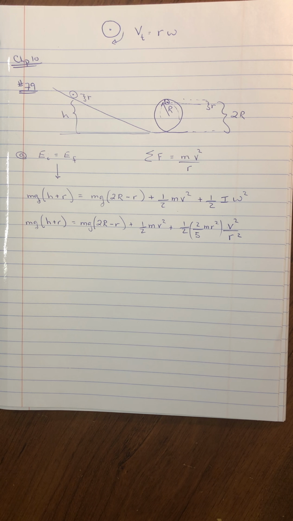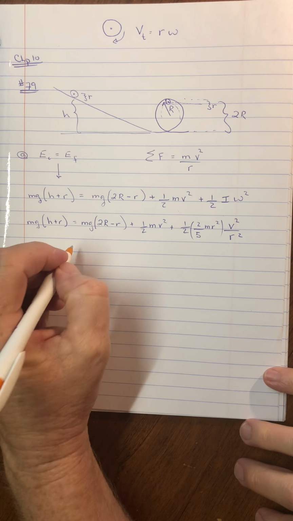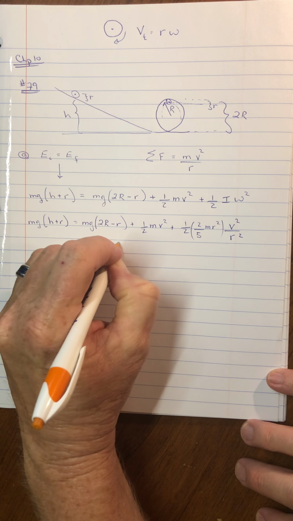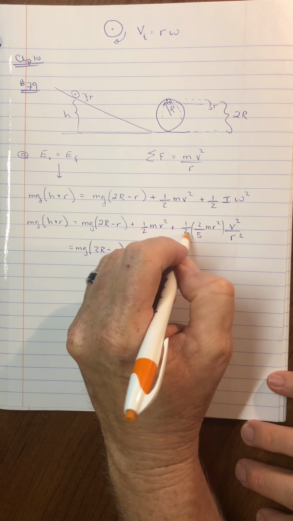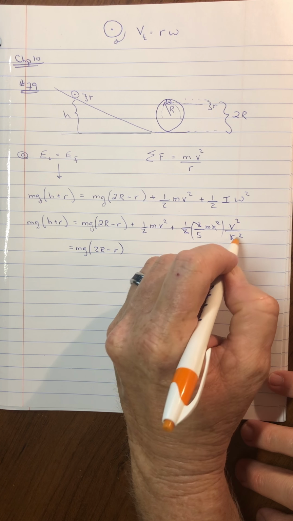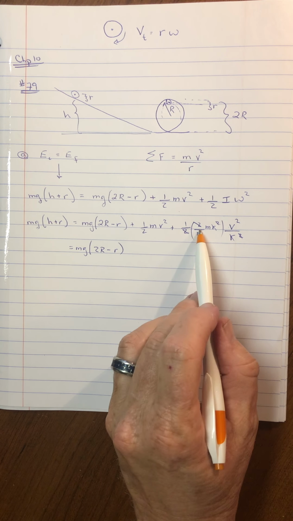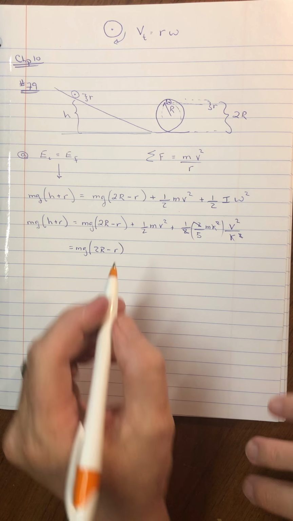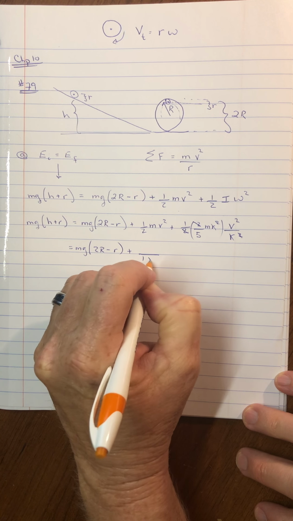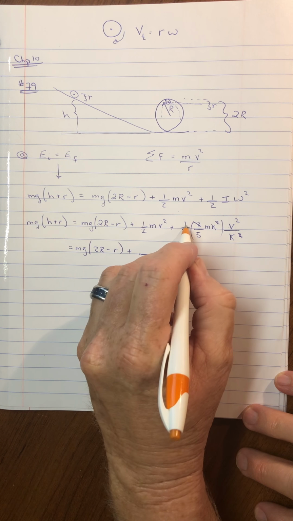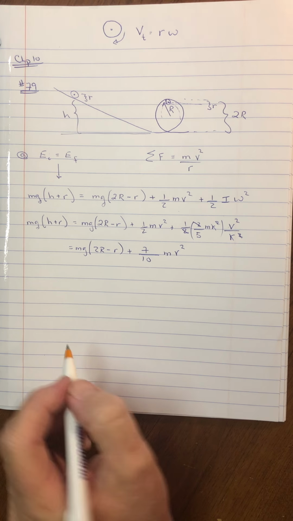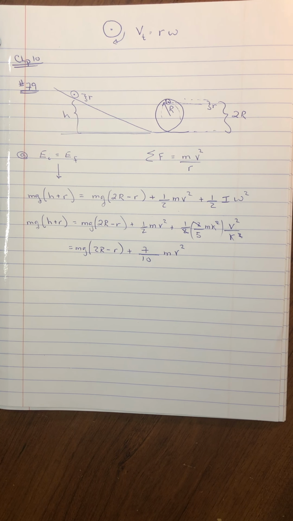But this one's solid. And so this can simplify a little bit, because right here, the 2's cancel and the R squareds cancel. And you end up with a 1/5 mv squared. And so a 1/5 and a half have a common denominator of 10, and that would be a 5 and a 2 in the numerator, so it's a 7/10 mv squared. And so that's, again, the conservation of energy.